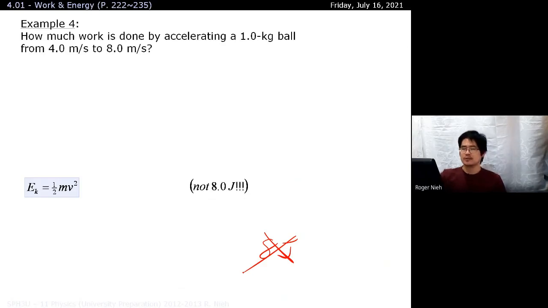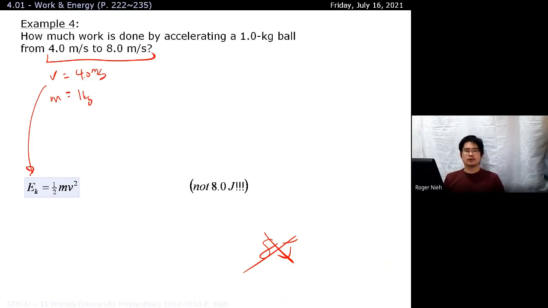I think a lot of people, as I said, they're tempted just to do 4 meters per second, subtract 8 meters per second, which gives you 4 meters per second. You've got your 1 kilogram for your mass, and then they subbed it into this formula here, but it will not work out. You're going to get the wrong answer. In fact, it takes more effort to go from 4 meters per second to 8 meters per second than it did to go from 0 to 4.